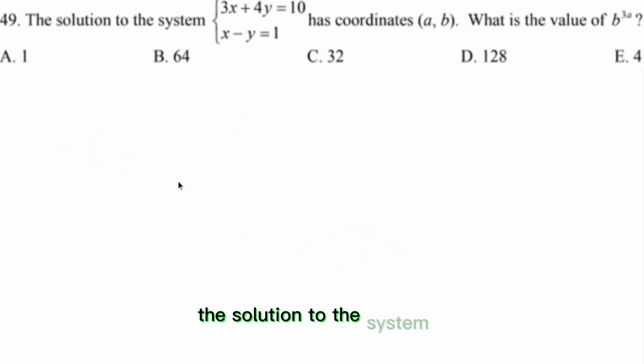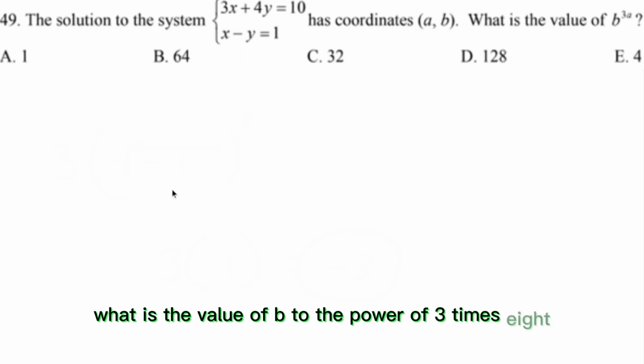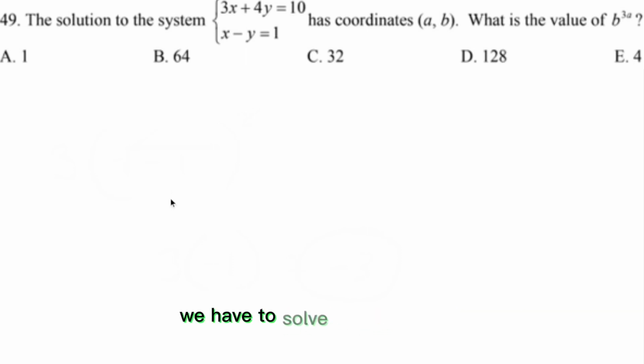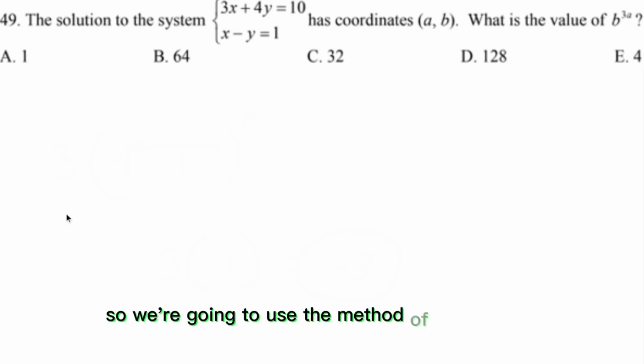49. The solution to the system 3x plus 4y equals 10 and x minus y equals 1 has coordinates a comma b. What is the value of b to the power of 3 times a? So to solve this, we have to solve for a comma b. And to do that, we have to solve our system. So we're going to use the method of substitution.